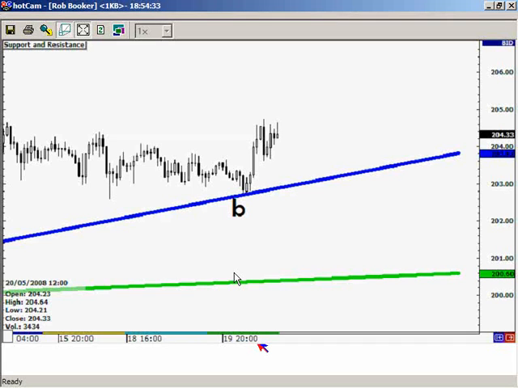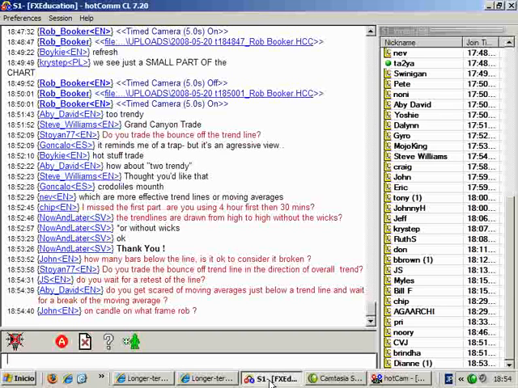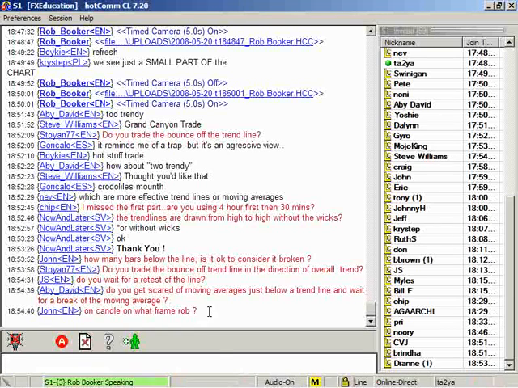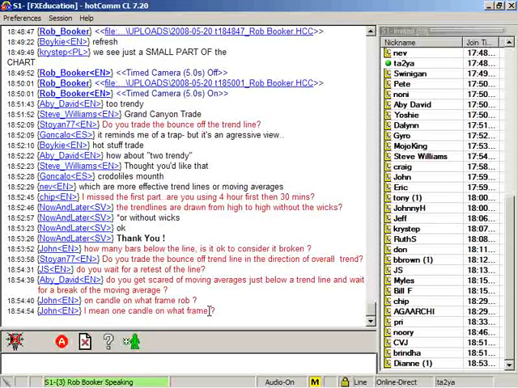Do you trade the bounce off the trend line in the direction of the overall trend? No, I don't, but many people do. Over the years, I've seen Max do some incredible things with that. Do you wait for a retest of the line? I call that a Winnipeg move or a throwback move, and yes, it would be perfectly reasonable to wait for a retest of the line.